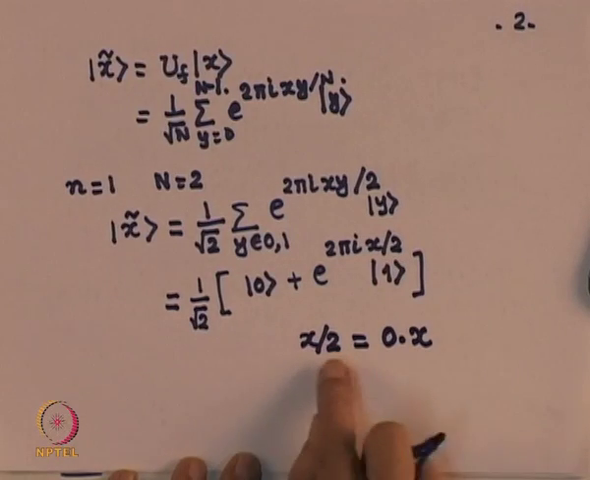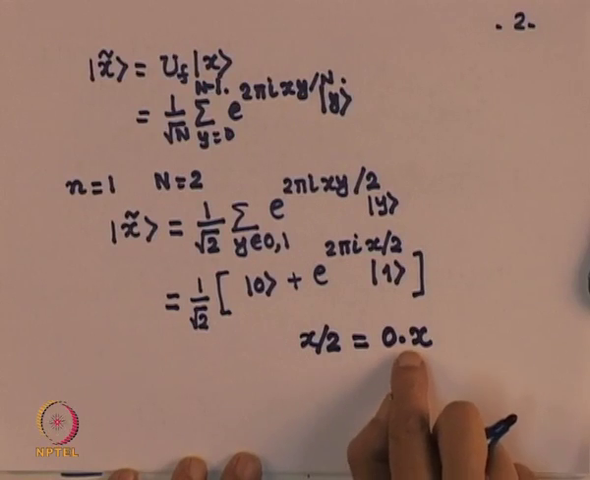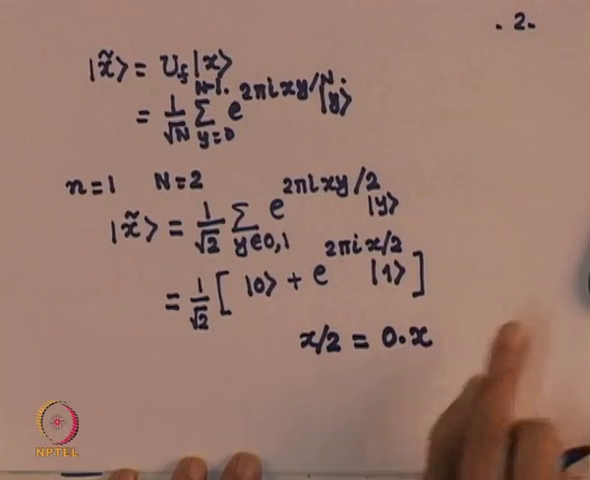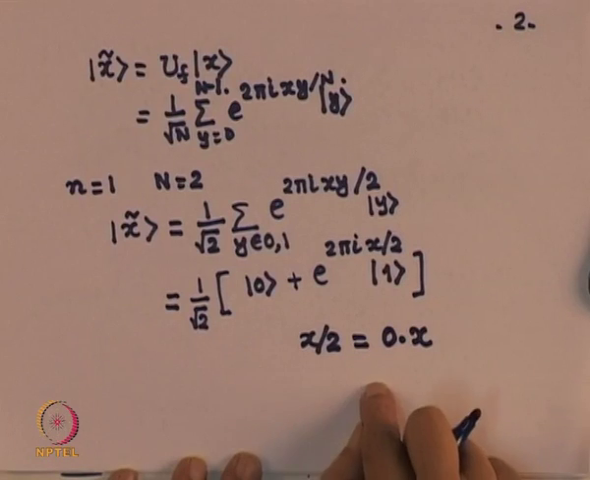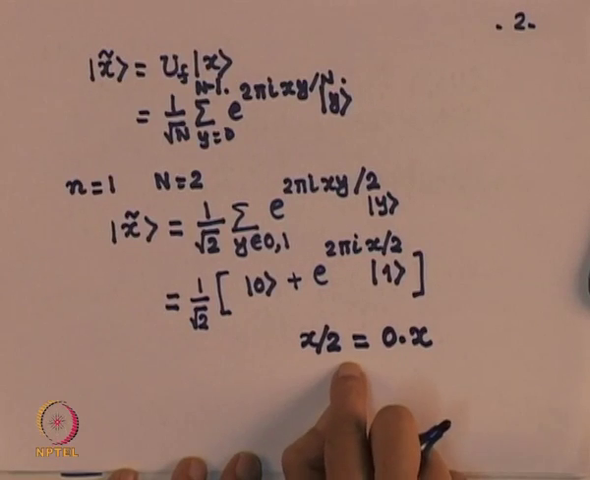Let me explain what I mean by this. See, in a typical decimal number, when you write for example 0.4, what do you mean? When you write 0.4, it means 4 by 10. If you write 0.03, it means 3 by 10 squared, that is 3 by 100. In this case, my basis is 2.